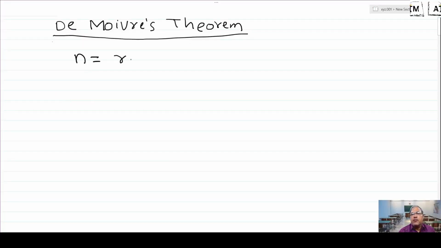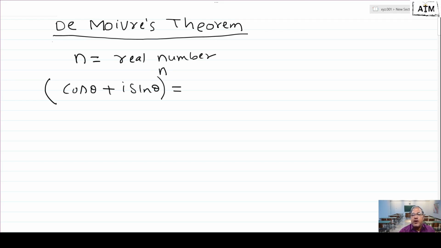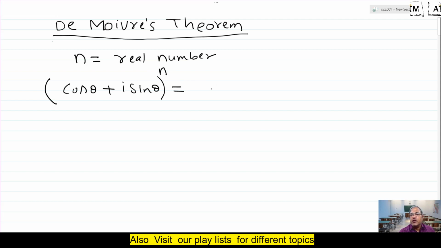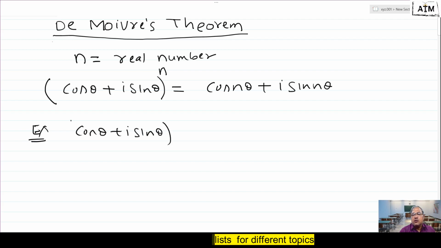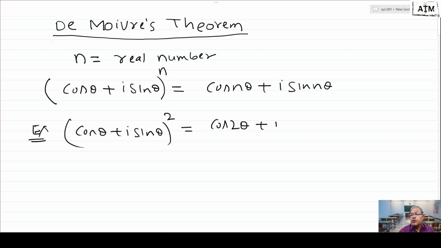Suppose n is any real number, and suppose we have (cos theta plus i sin theta) whole raised to n. Then the expansion of (cos theta plus i sin theta) raised to n is equal to cos n theta plus i sin n theta. Example: (cos theta plus i sin theta) squared equals cos 2 theta plus i sin 2 theta.